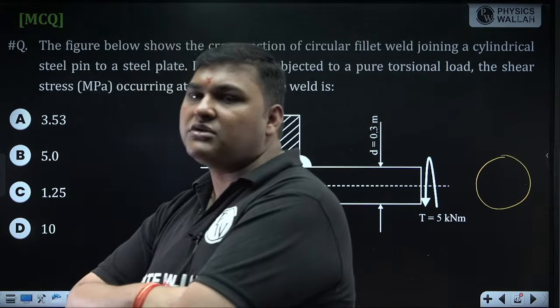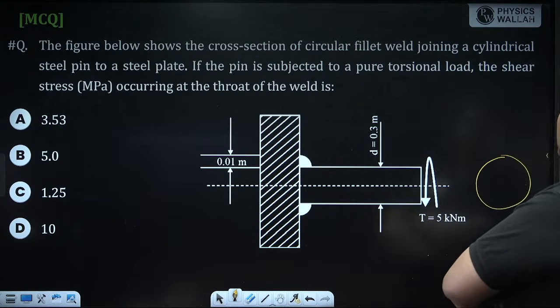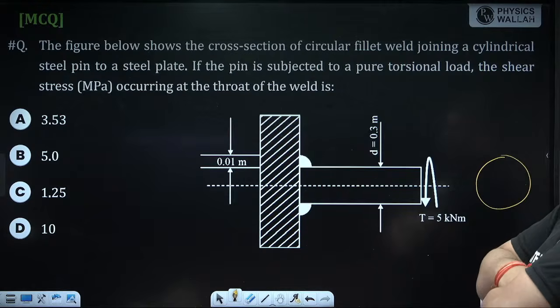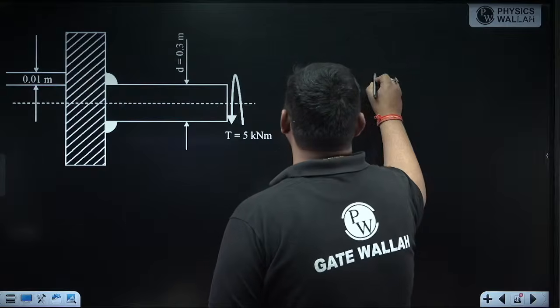So we have to calculate torsion shear stress in this weld. First of all, this moment is the torsion moment for the weld. How can you prove that? I am solving this question. It is a circumferential weld. Suppose I am drawing the side view of the weld.